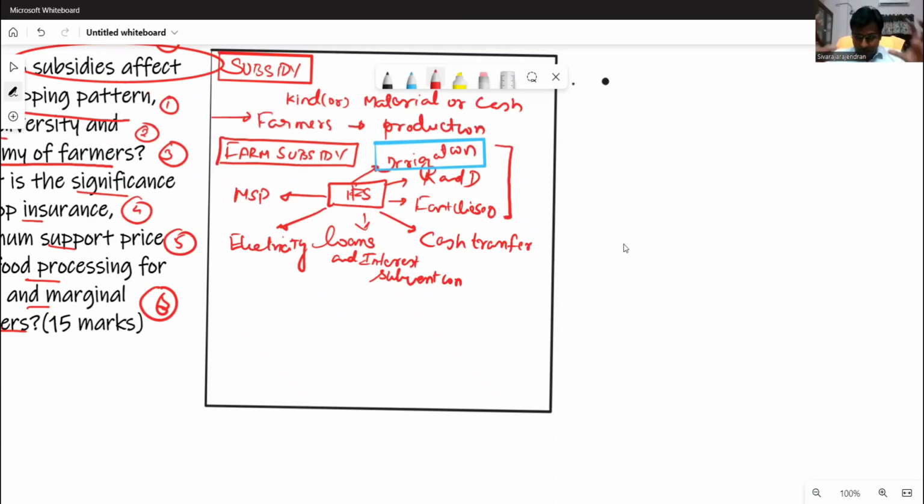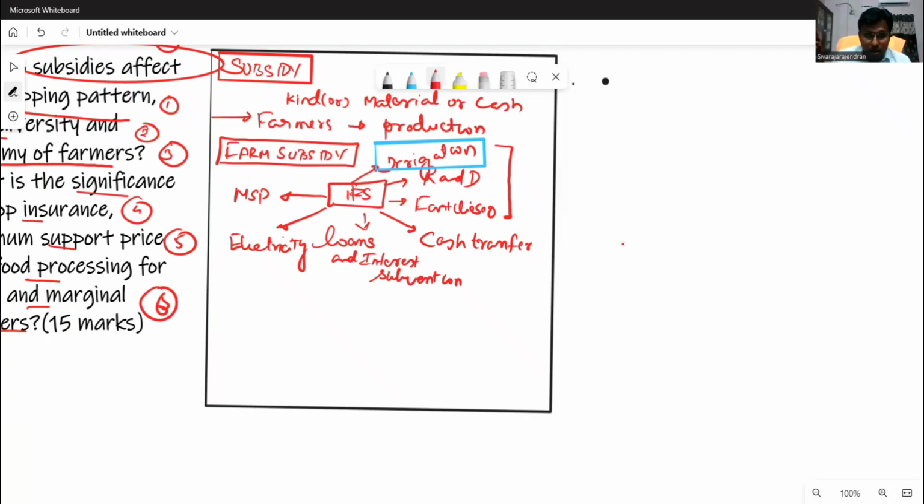Draw a circle or something like that, with a spoke. Whenever you present something in UPSC, it is not the number of points you write, it is how you represent them. Even with four small things, I need to understand that this person has understood what is farm subsidy.